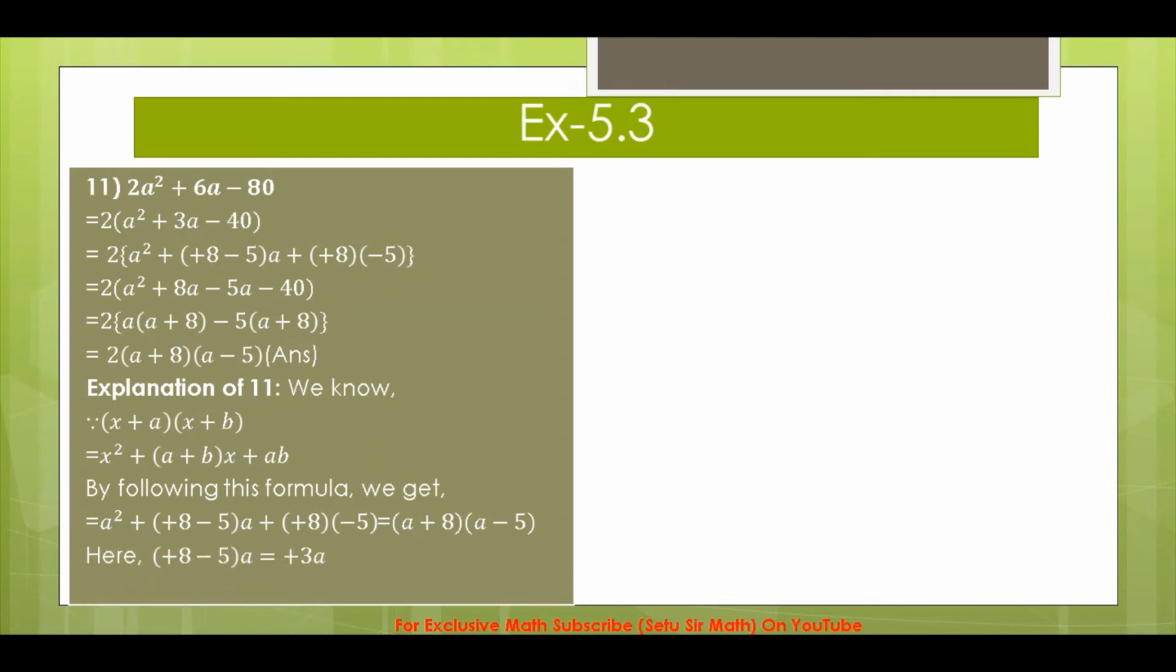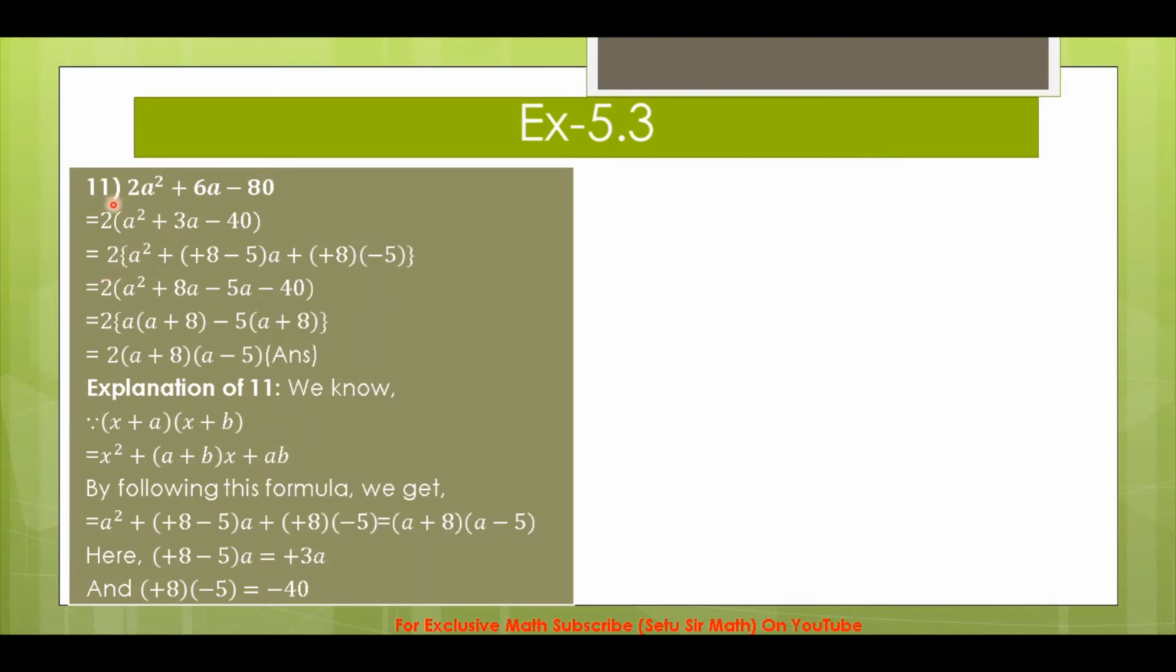Here you can see plus 8 minus 5 that would be plus 3a, in here plus 3a, and these 8 and 5 if we multiply, that would be minus 40, as in here minus 40. That is the rule, and I will show you another math from this formula.